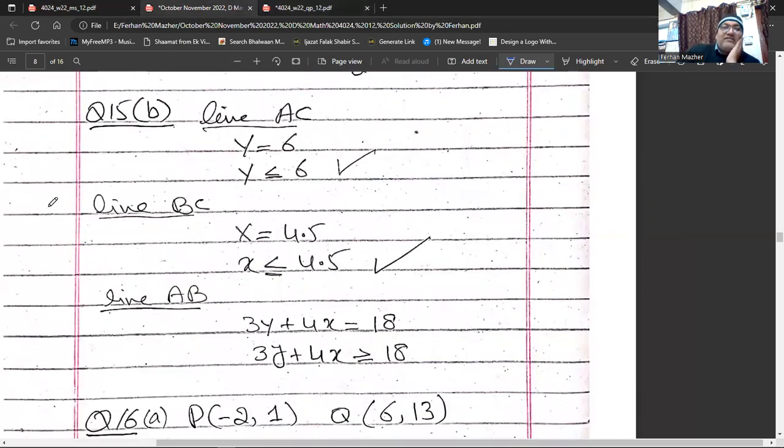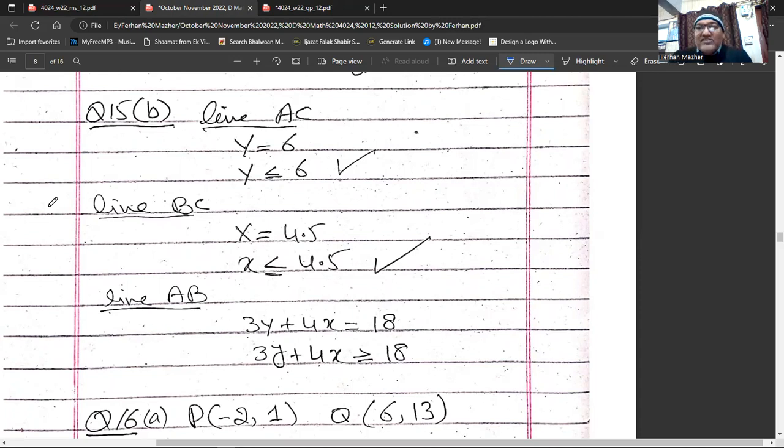So we have the question number 15 B part. Line AC, which is y equals 6, because the area is below this line. So in the place of the equal sign, I will put the inequality sign and the crocodile's back will be towards positive y, because the area is below this line. So y is less than or equal to 6. Line BC, which is a vertical line, that is x equals 4.5, because the required shaded area is on the left side of this vertical line. So I will put the inequality sign in the place of the equal sign, and its crocodile's back will be towards the x. So x is less than or equal to 4.5.